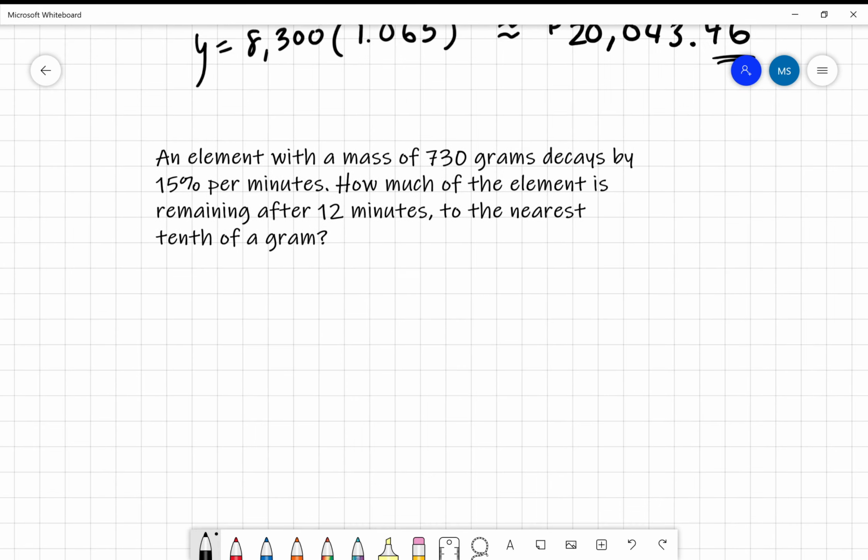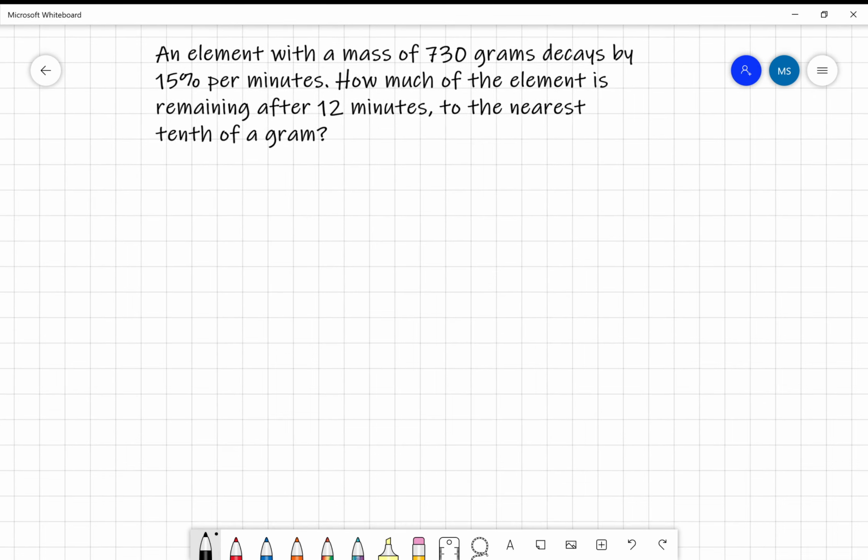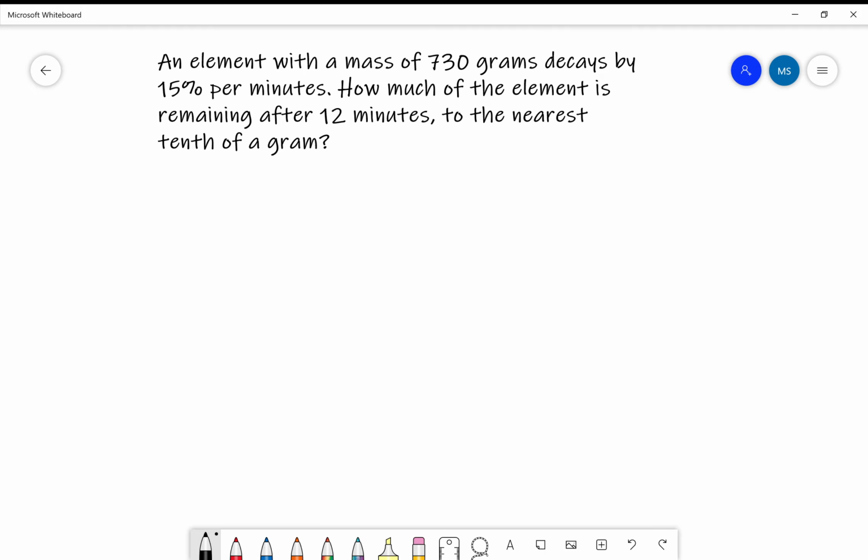Last example to look at is this elemental decay, right? So an element with a mass of 730 grams decays by 15% per minute. How much of the element is remaining after 10 minutes, to the nearest tenth of a gram? So again, we want to start off with our standard y equals a times b to the x. Identify a, identify b, and we're good.